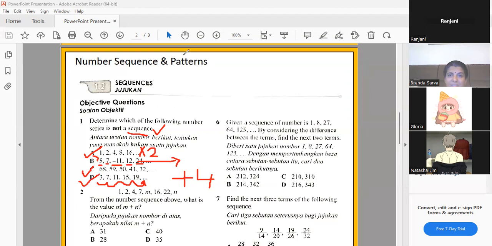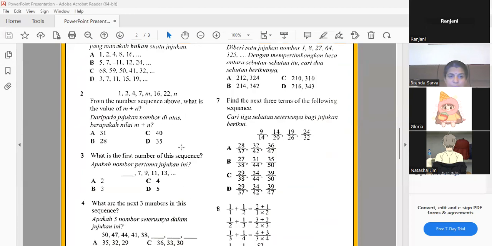So definitely B, I don't see it because it goes all over the place. Okay, well done. Now let's go on to number 2. From the number sequence above, there is a sequence here. What is the value of m plus n? Look here, girls. You have to find m. You also have to find n. And then finally add them. That's all. So, first know your sequence.